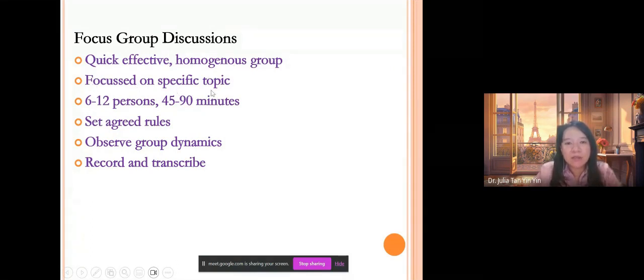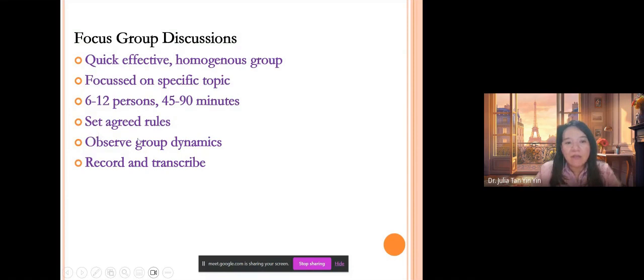So focus on the specific topic. Like if it's milk powder, what kind of milk powder they want their baby to consume, and what's the average price of the milk powder that they would like to purchase for their baby. So there is a specific topic. Sometimes it's 4 to 12 persons. The focus group discussion is normally quite long, 45 to 90 minutes, to get all the questions answered during the interview or discussions.